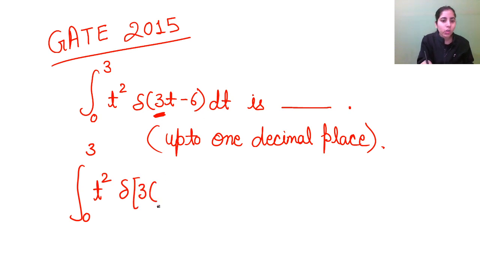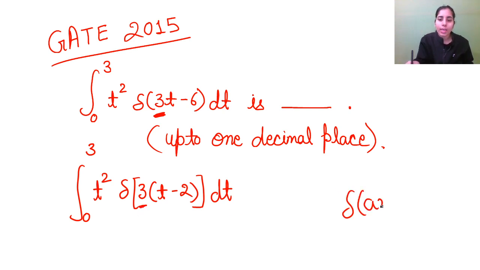I can take 3 common to make it 1. Clear? After this, what will happen next? Very good, Santosh. You can see this constant term is present here. So I can use the property that is delta(ax) is equal to 1 upon mod a delta(x). Clear? So when I will use this property, what I will get?